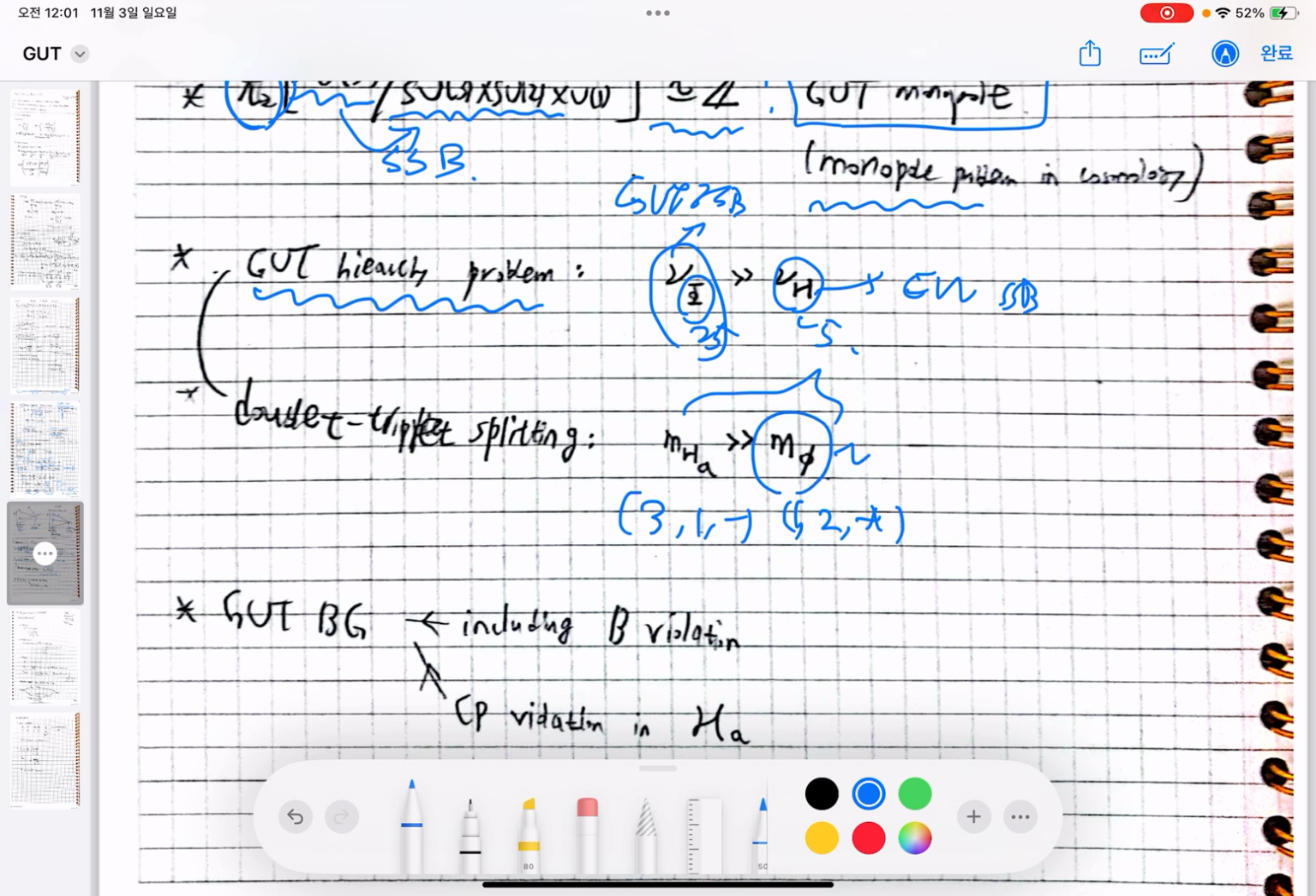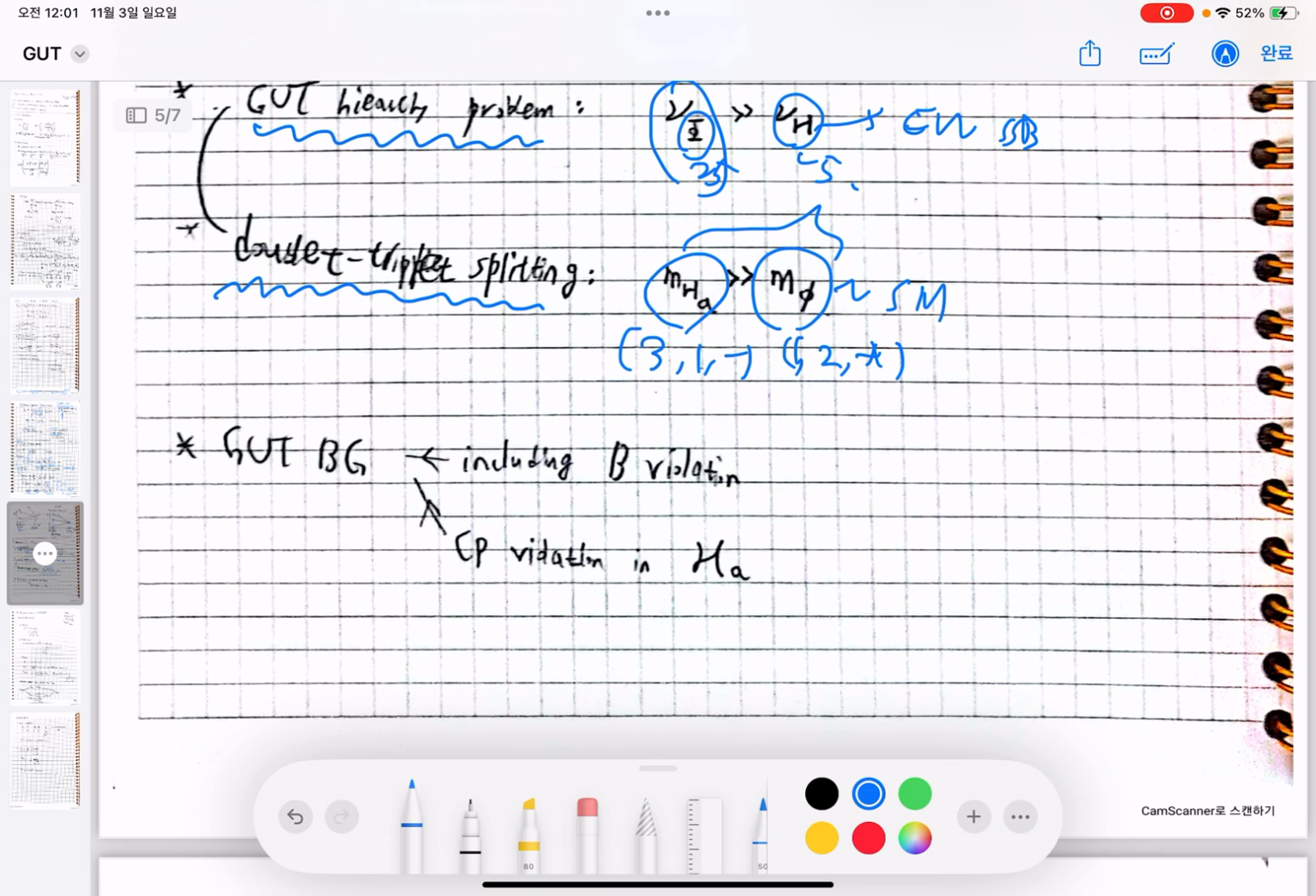This corresponds to the standard model Higgs, but such a colored Higgs should have a very large mass, so it makes the doublet-triplet splitting problem. And such a grand unification can help to explain the baryon asymmetry of the universe. So there are GUT baryogenesis models.